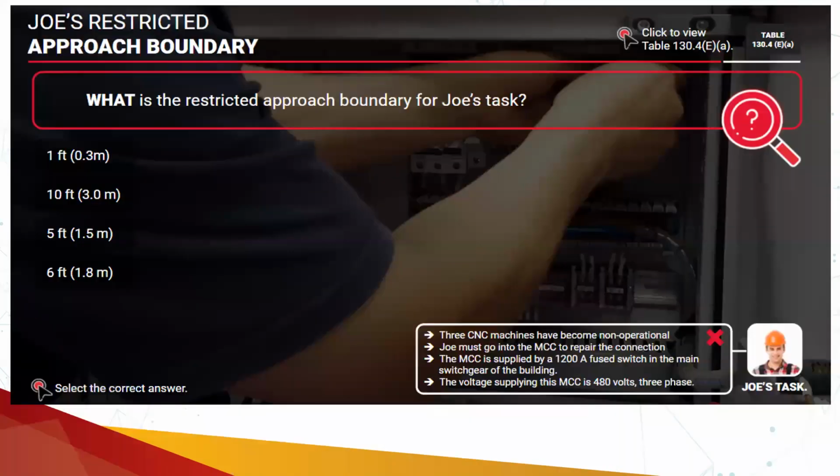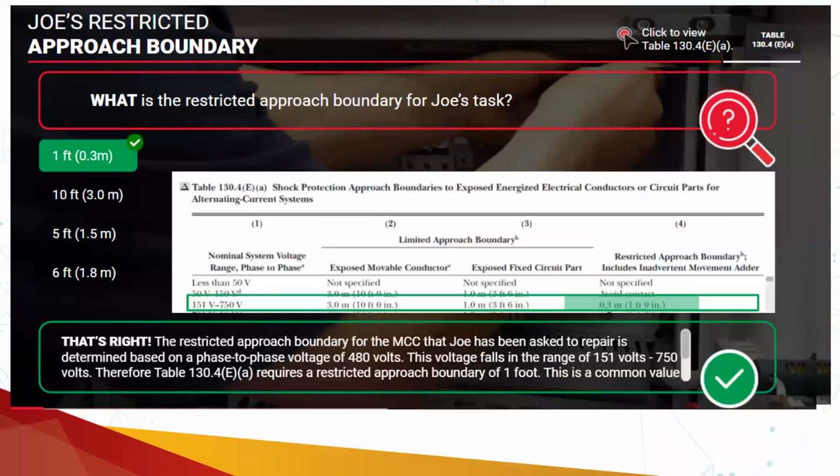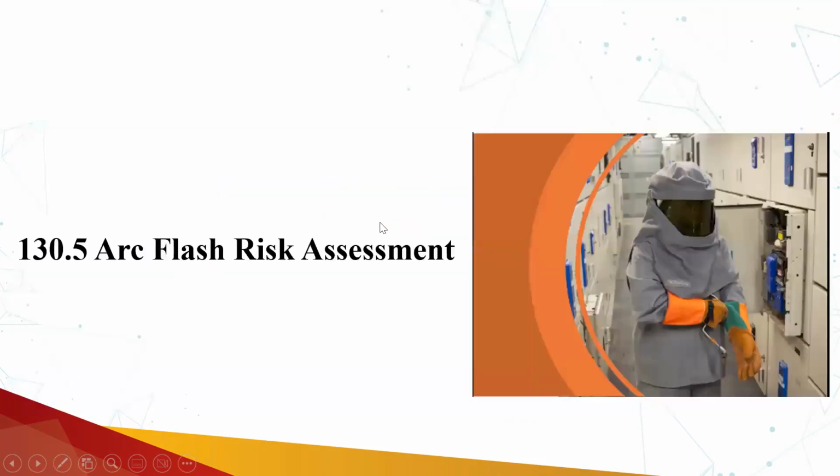boundary. Similarly, what is the restricted approach boundary? So 1 foot is the right answer. From table 130.4 EA, the voltage level falls under this category, 151 to 750 volts. So this is basically the limited approach boundary and the restricted approach boundary. 3 feet and 6 inches and 1 foot is the right answer. Any questions up till now on this one?